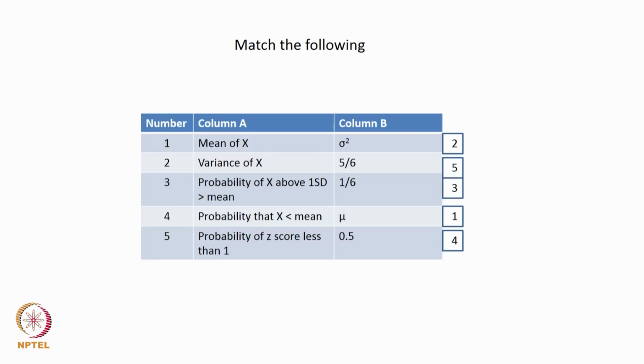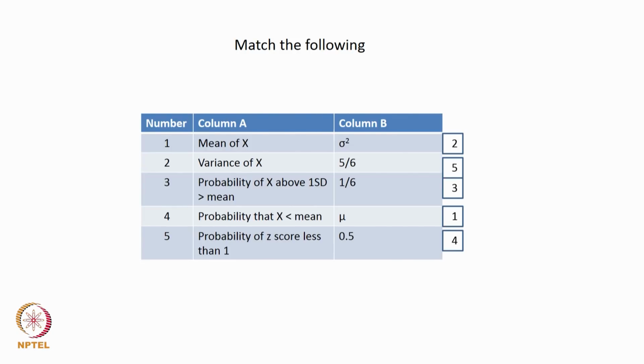So, x equal to mean is z equal to 0, x minus mu by sigma. So, when x is mu, z is 0. When z is 0, it comes in the middle of the bell shaped curve. So 0.5 is the answer. So probability x less than mean is 0.5 for the fourth one.